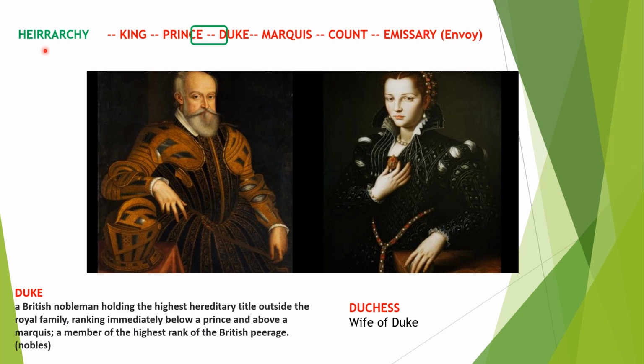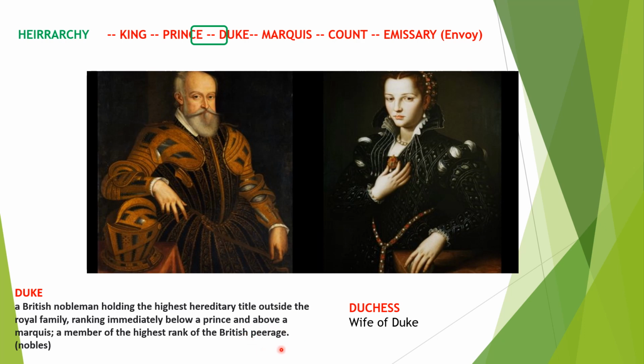So let us move and understand what these duke and all are. These are the hierarchies in the ruling organization. First it will be the king, then comes the prince, then the duke. A duke is a British nobleman holding the highest hereditary title. The title is passed on to family members outside the royal family. They don't belong to the royal family, but they form an order in the hierarchy of rulers, ranking immediately below a prince and above a marquess. This is also a kind of order. A member of the highest rank of British peerage.